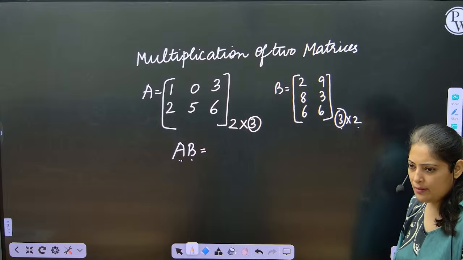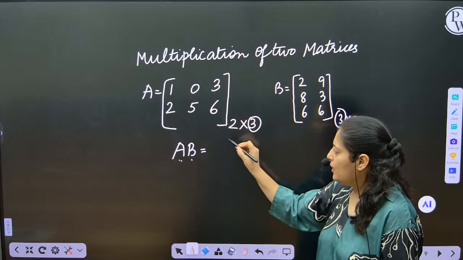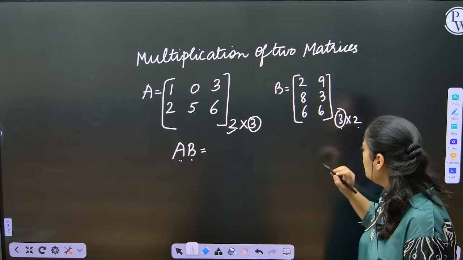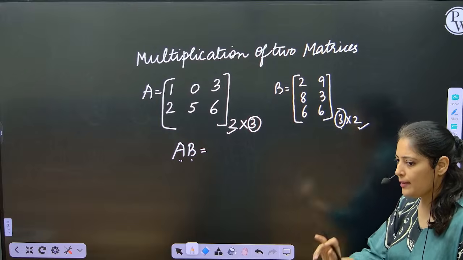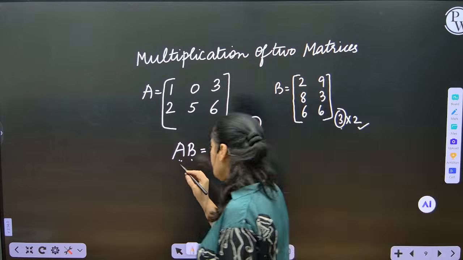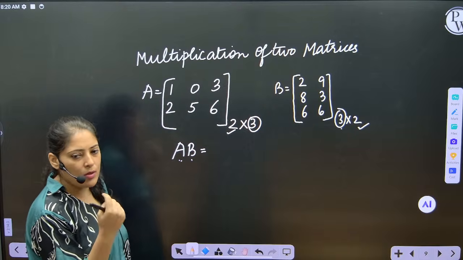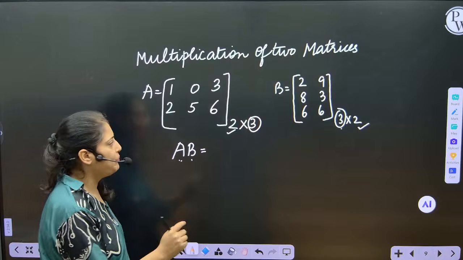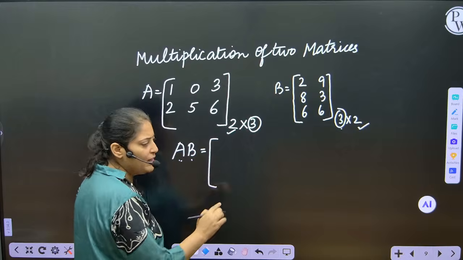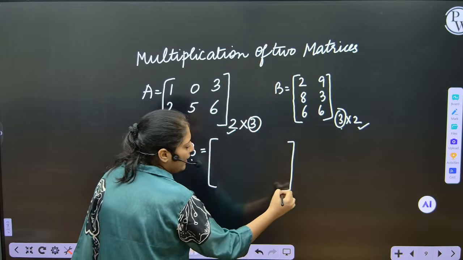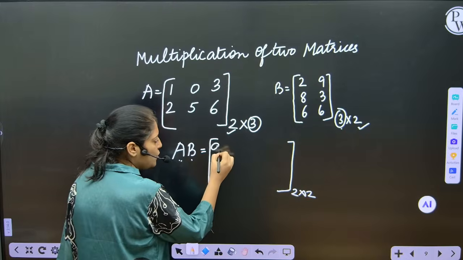Alright, shall I start? Now, when you multiply, you will see one thing. You will get a matrix of 2 cross 2. The numbers which are left, that matrix you will get. How? That I'll tell you. Alright, now see it very carefully. As I told you, which matrix will you get at the end? A 2 cross 2 matrix you will get. That means which elements will you get?